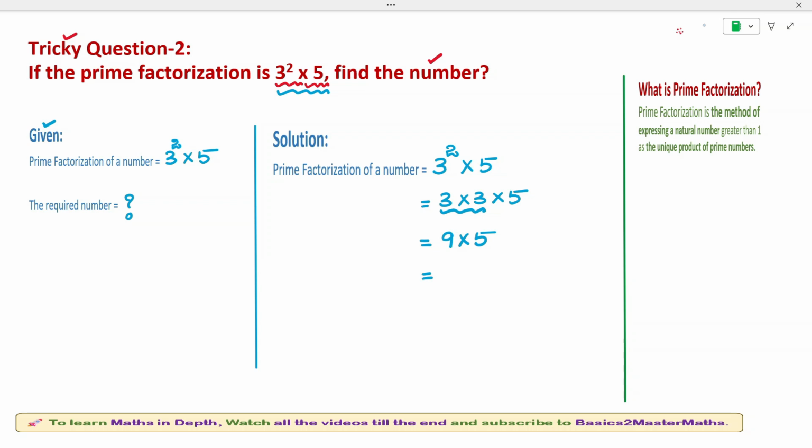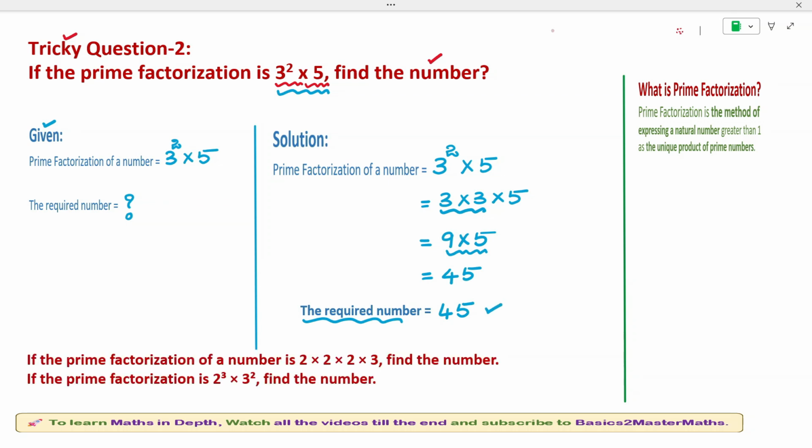When you multiply 9 by 5, you will get 45. So, the required number is 45. Got it? Please solve the below questions in the similar manner.